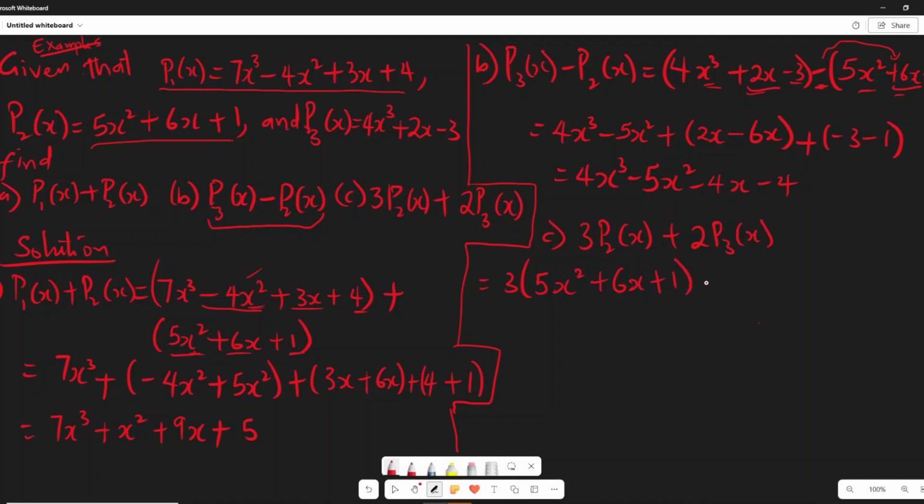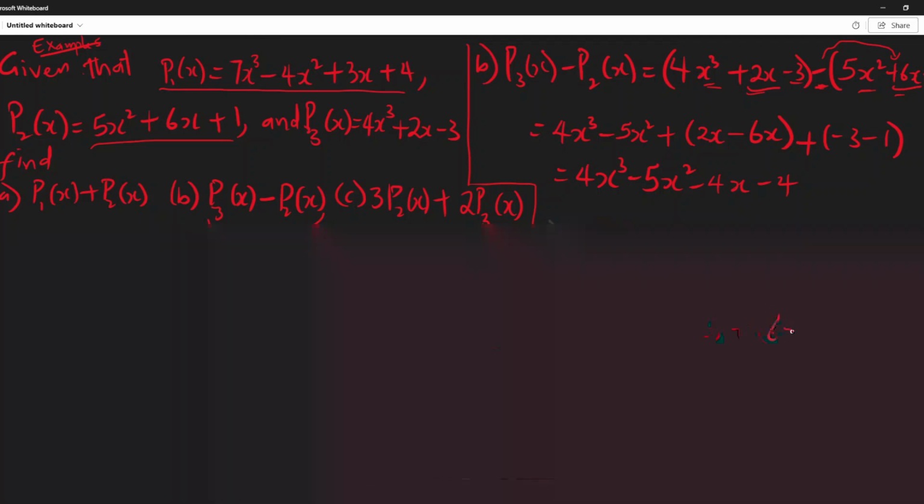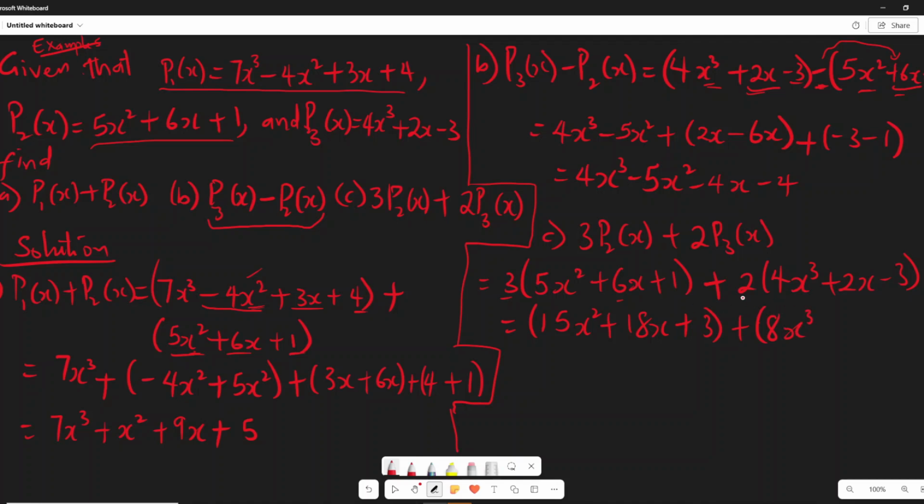You're multiplying it by 3. And then you're also multiplying p3, which is 4x cubed plus 2x minus 3, by 2. This will give me 15. 3 times 5 is 15x squared. 3 times 6 is 18, plus 18x, plus 3 times 1 is 3. Plus 2 times 4 is 8x cubed. Right? 2 times 2 is 4x. 2 times 3 is minus 6. And then 2 times minus 3.